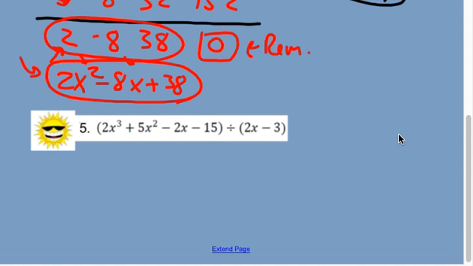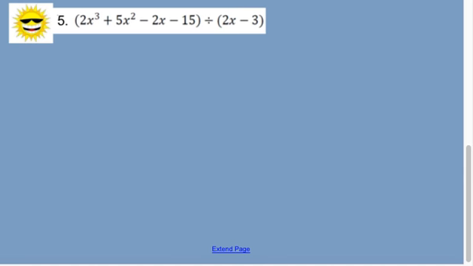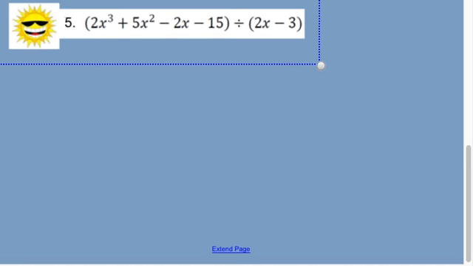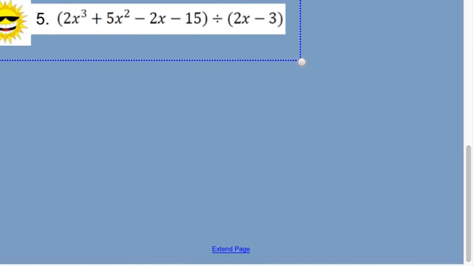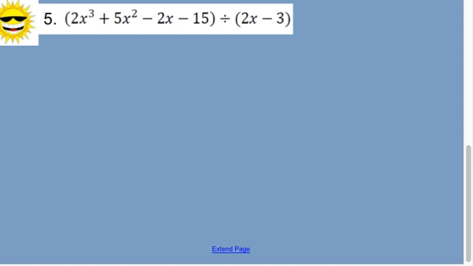Anyway, number 5. This one's a little bit different, a little bit more technical, and here's why. First of all, see if it's in order up here, degree of decreasing order. I got x cubed, x squared, x to the first, and then no x. So it's in order. That's good. I don't have to add anything in there. So I can start working with the 2x minus 3, set that equal to 0, and solve.